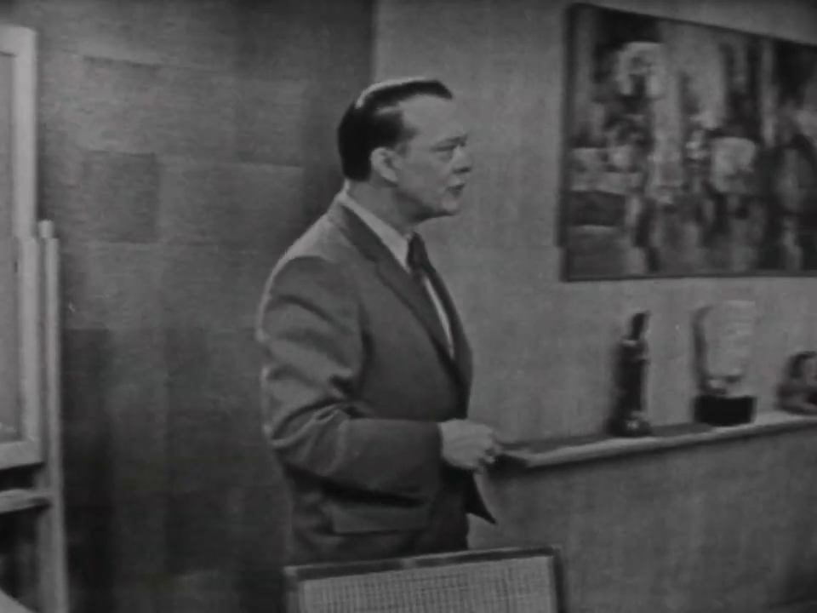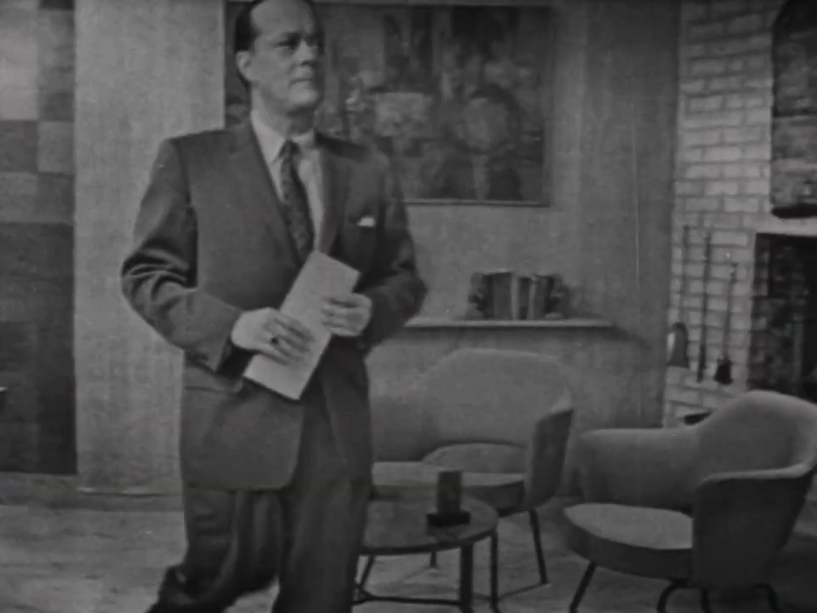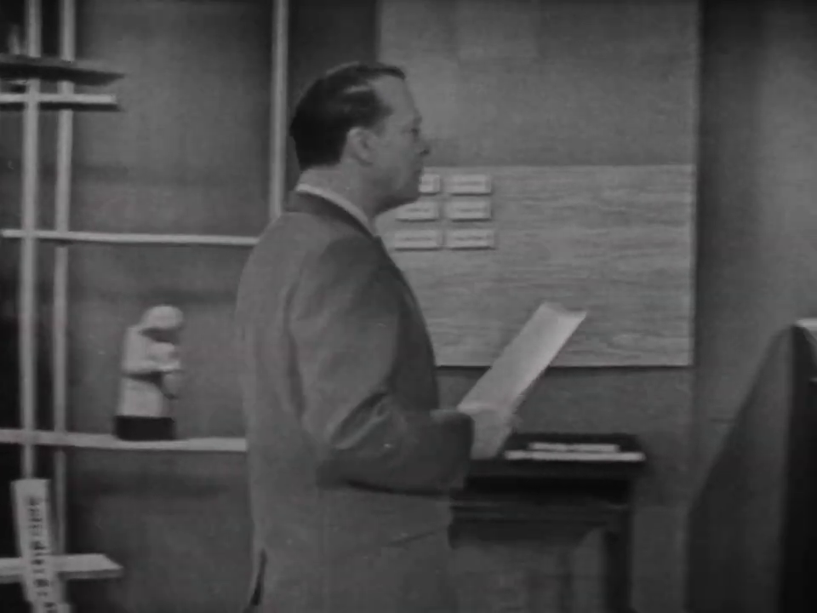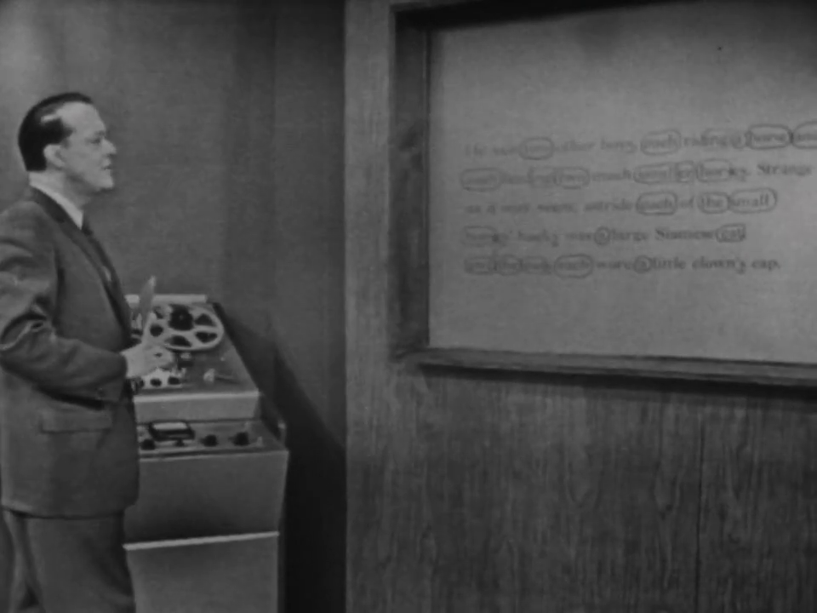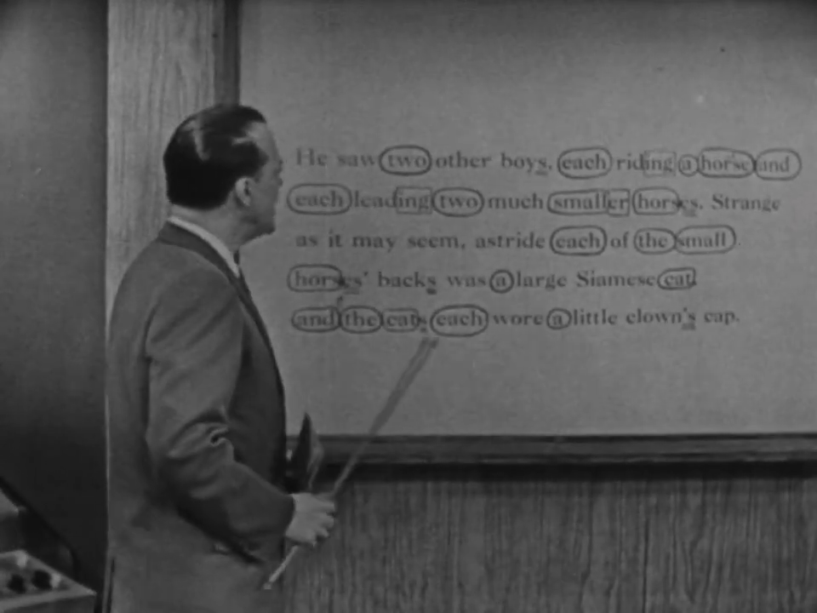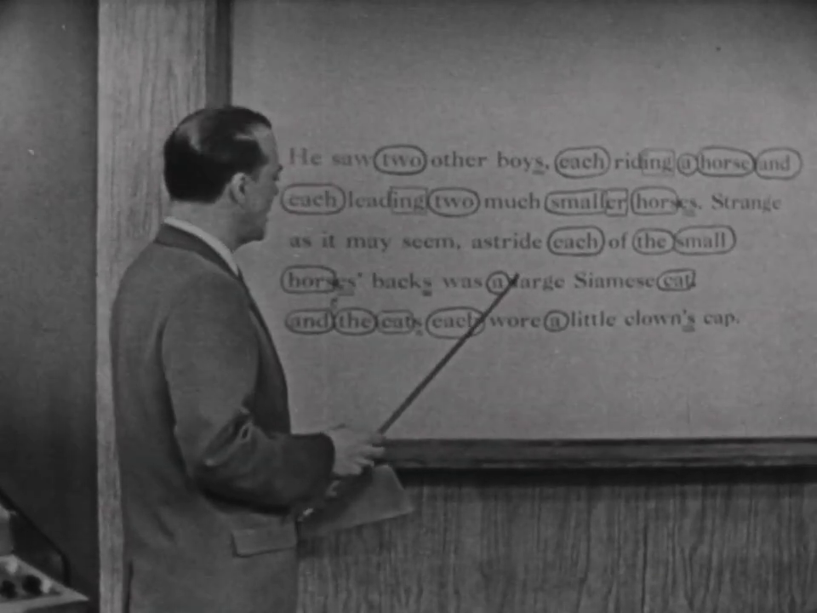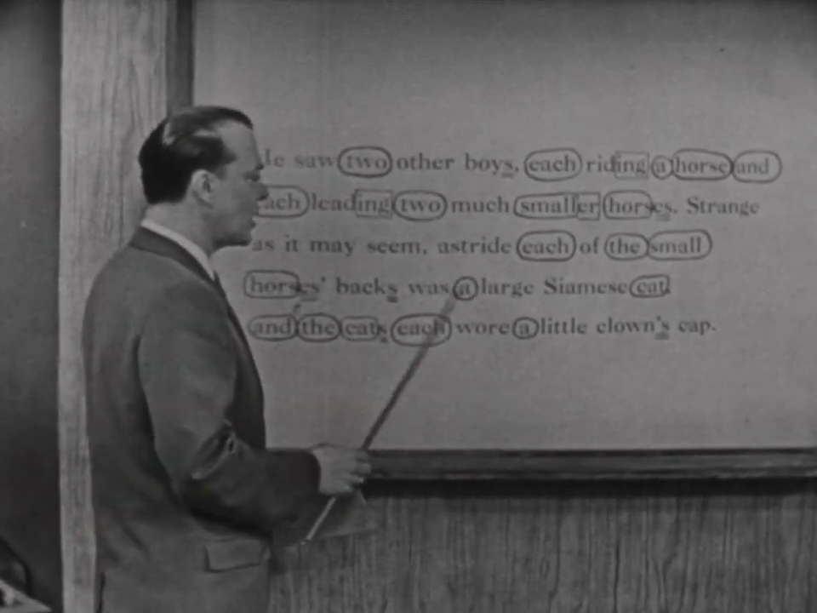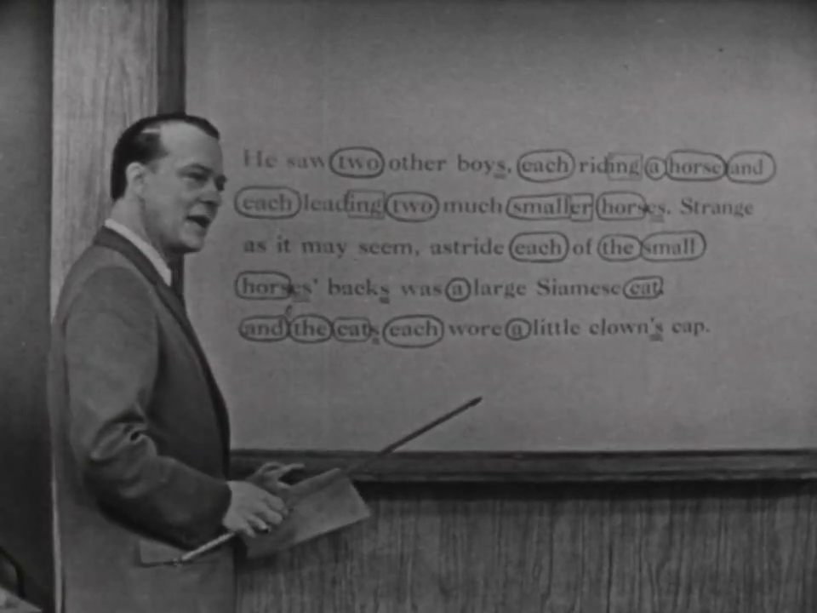In the first place, the thing to remember is that if we take any stretch of utterance at all, we're going to find that certain items come back over and over again. They recur. For instance, here in these two sentences: he saw two other boys, each riding a horse, and each leading two much smaller horses. Strange as it may seem, astride each of the small horses' backs was a large Siamese cat, and the cats each wore a little clown's cap.